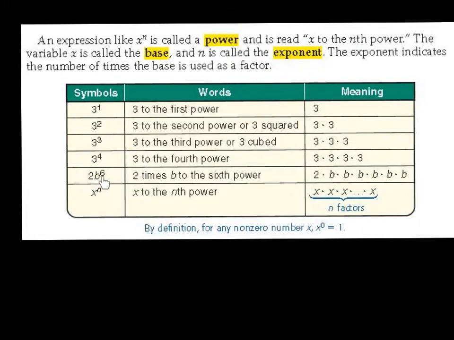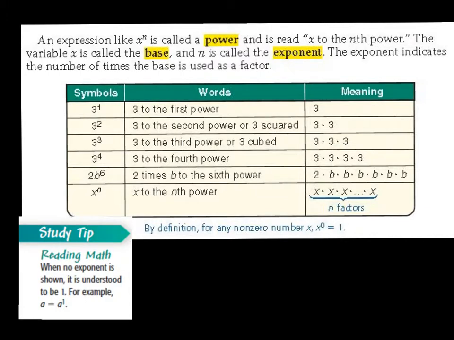Now we're getting a little creative. We have 2b to the 6th, so that's 2 times b to the 6th power, which means we have b used as a factor 6 times. Now they're getting really creative. We have x to the nth power. I don't know how many factors of x there are. There are n of them. By definition, for any non-zero x, x to the 0 equals 1. I have no factors of x. When no exponent is shown, it is understood to be 1. For example, a is the same as a to the 1. I have one factor of a.